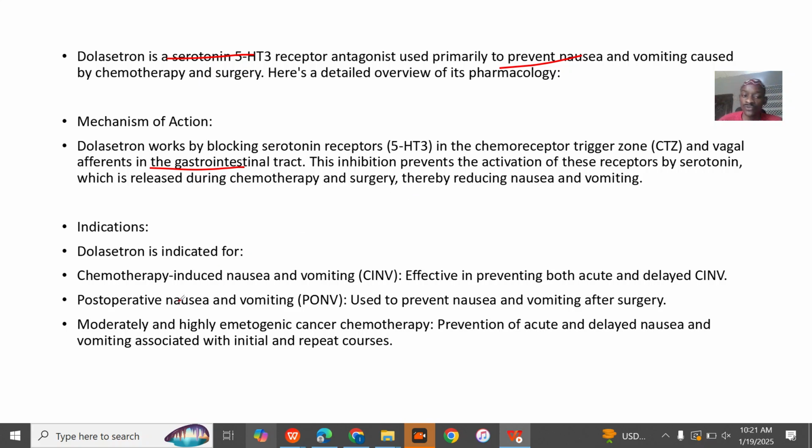So now it's used for treating chemotherapy-induced nausea and vomiting, and post-operative nausea and vomiting. Alright. Then moderately and highly emetogenic cancer chemotherapy. Okay. So to prevent acute and delayed nausea and vomiting associated with initial and repeated courses.